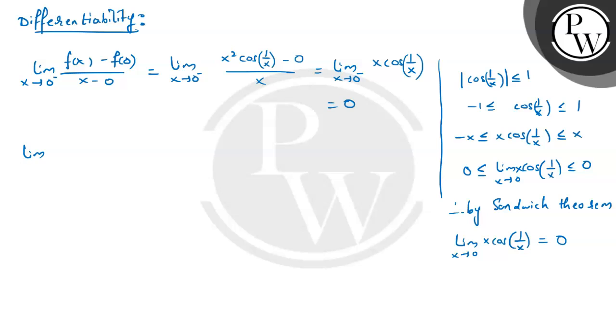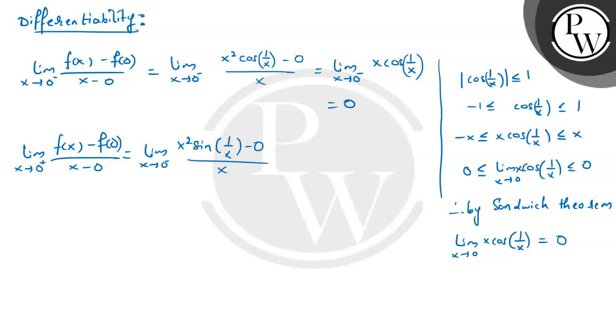Now let's calculate the right hand limit. So we have limit x tends to 0 plus of f(x) minus f(0) divided by x minus 0 equals limit x tends to 0 plus of x squared times sine of 1 divided by x minus 0, divided by x. So this is equal to limit x tends to 0 plus of x times sine of 1 divided by x.